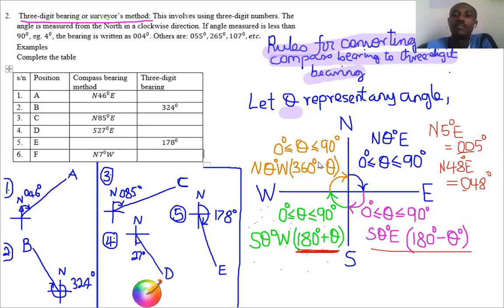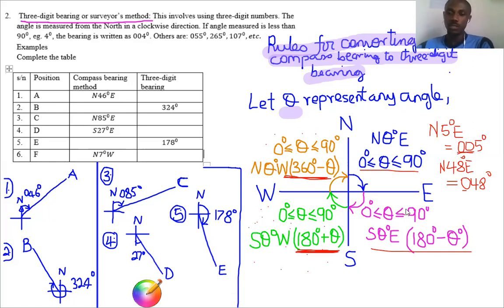Finally, if the points lie within the northwest region, the angle given there, subtract it from 360 degrees to resolve it to a three-digit bearing. Okay, let me take that again. If the points lie within the northeast region, do no subtraction nor addition. Simply add a single zero or two zeros to convert it to a three-digit bearing.